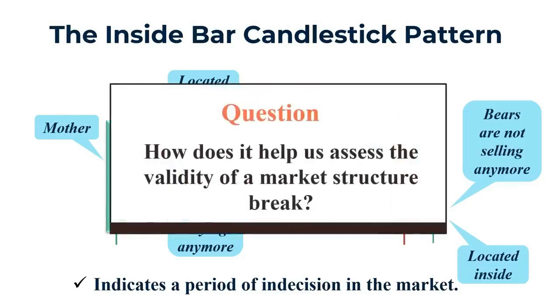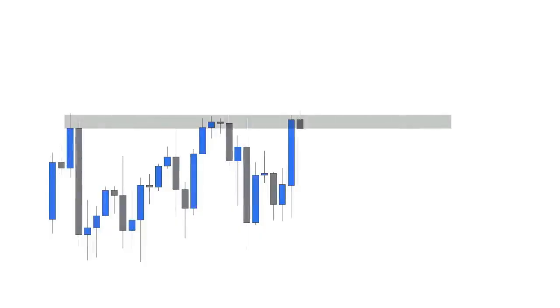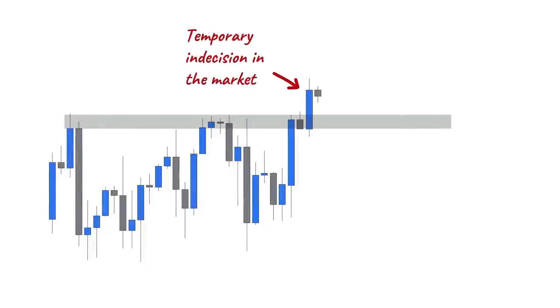How does it help us assess the validity of a market structure break? Well, if an inside bar forms after breaking a market structure, it shows a temporary indecision in the market. And if the price breaks this pattern to the upside, it shows that the sellers tried to push the market back inside the range and they failed. So, it is another confirmation that this breakout is valid, and the price has a higher chance to continue pushing upwards.